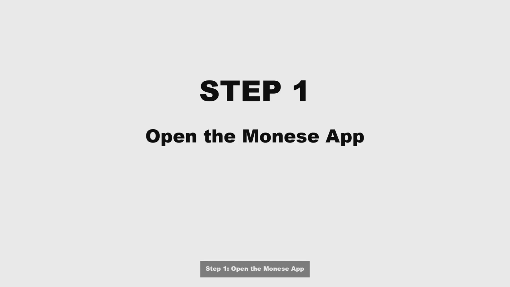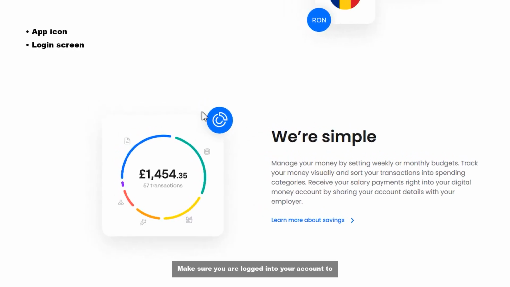Step 1. Open the Monese app. Launch the Monese app on your smartphone. Make sure you are logged into your account to access all features.